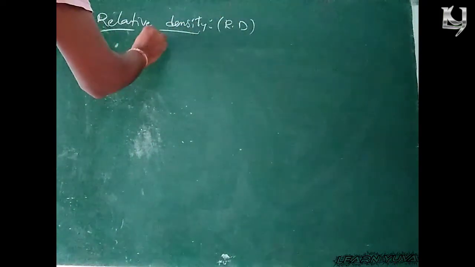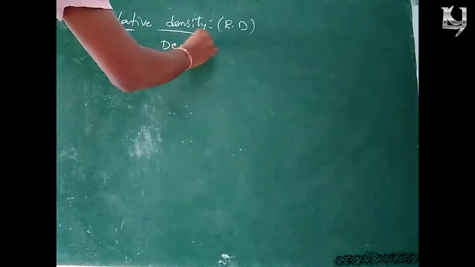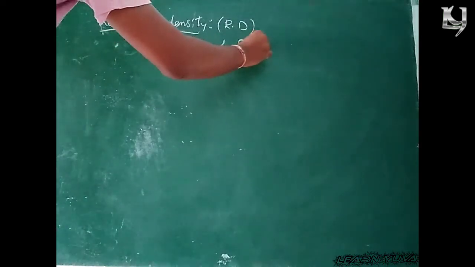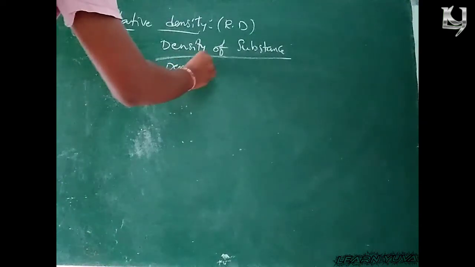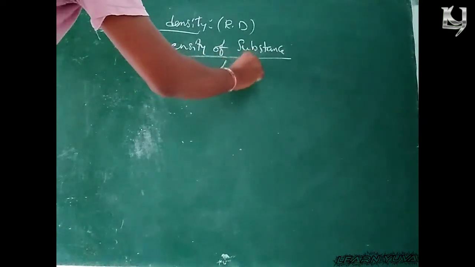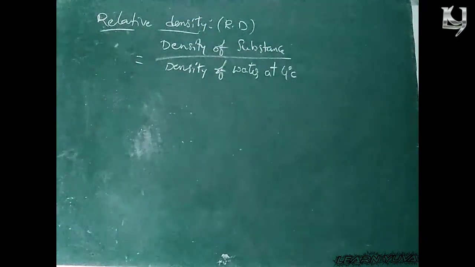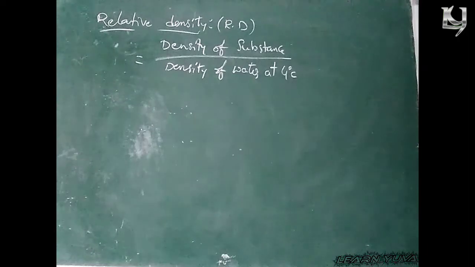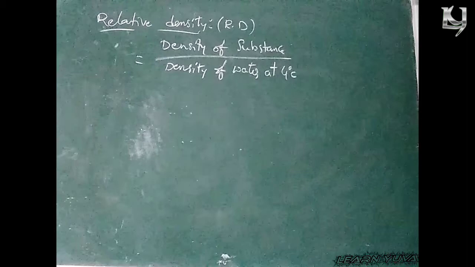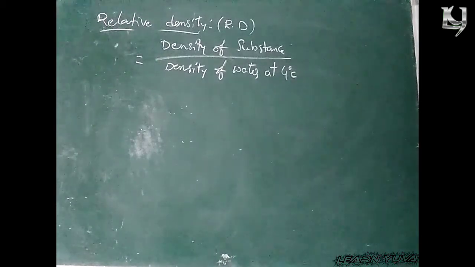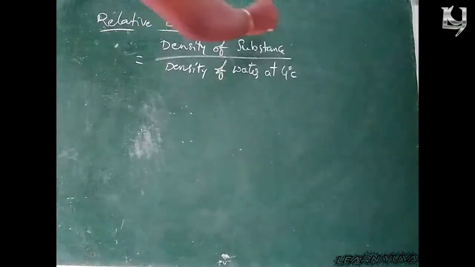RD is nothing but the ratio of the density of the substance by the density of water at 4 degrees Celsius. So it is nothing but the relative density. Relative density is the density of the substance by the density of water at 4 degrees Celsius. Okay. And relative density is also known as specific gravity.